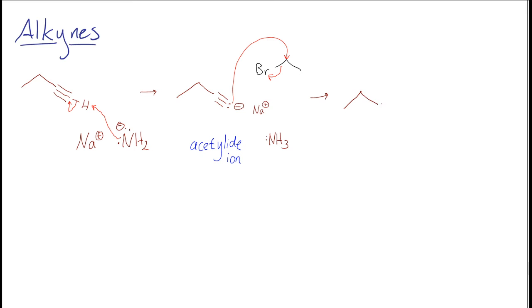And that actually adds 2 more carbons onto the molecule. So you can use this to build a carbon chain and add onto acetylene that way. So then the byproducts here, you'd still have some sodium, you'd have some bromide, and then that ammonia.